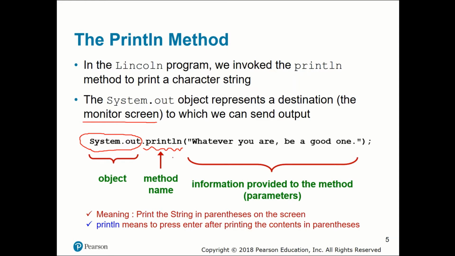Actually, if there is a parenthesis next to the name, then we can think this is a method. There is a parenthesis. So this means print out this string on the screen. In the parenthesis, we put some string, and this is information provided to the method, which we call parameters. So System.out.println means print the string in the parentheses on the screen. And println means to press enter after printing the contents in the parentheses.